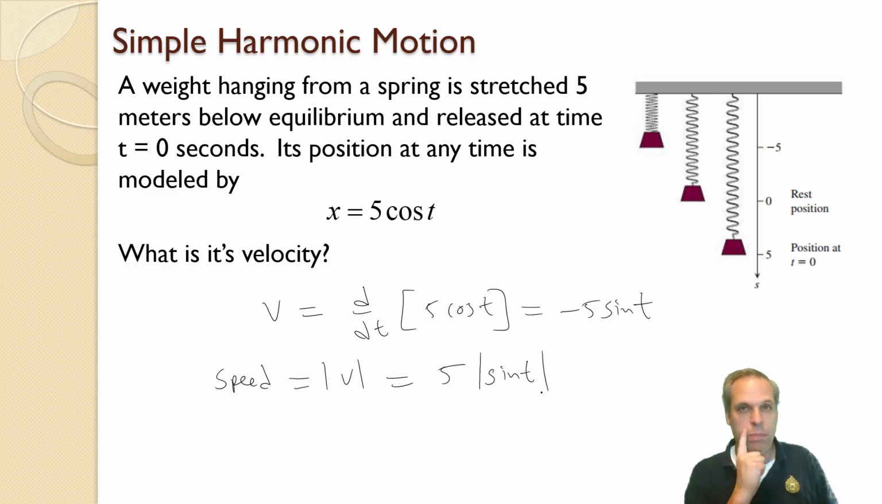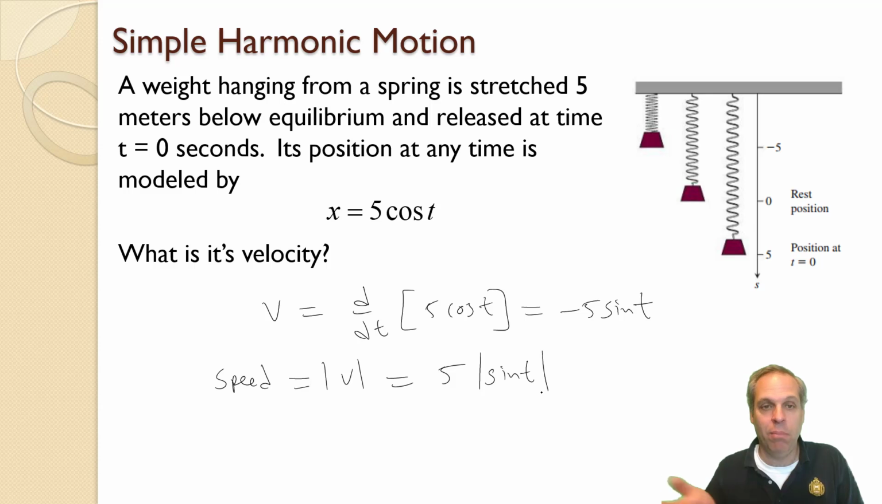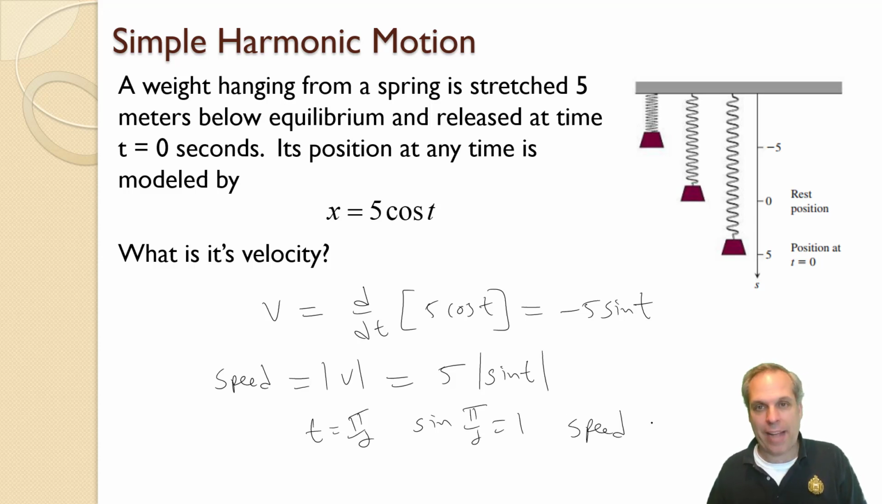Now the next question is when does it happen? Well, that would have to happen whenever the sine of t is, in this case, 1 or negative 1. So it happens many times. But the soonest time would be when t is pi over 2. When t is pi over 2, the sine of pi over 2 is 1, and so the speed is at its maximum, which is 5.